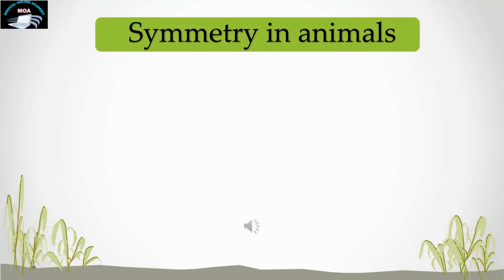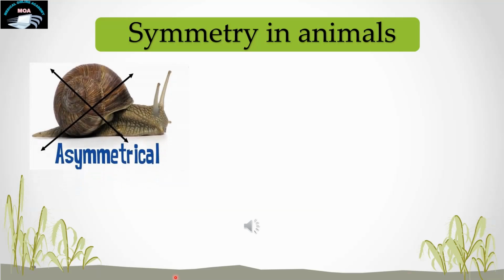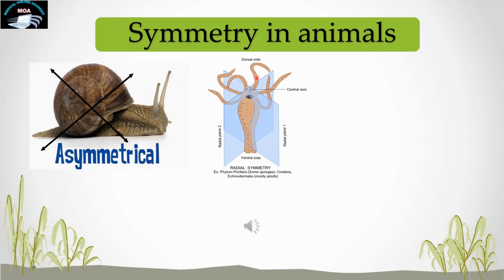Symmetry in animals. Animals can be classified, based on the symmetry, into 3 categories. They are: 1. Asymmetrical animals. In these animals, any plane, passing through the center, does not divide them into equal halves. Examples: porifera and gastropods. 2. Radially symmetrical animals. In these animals, any plane passing through the central axis of body divides the organism into 2 identical halves.